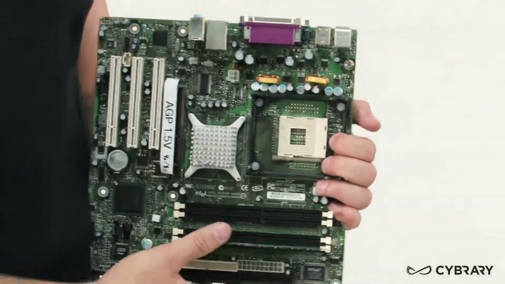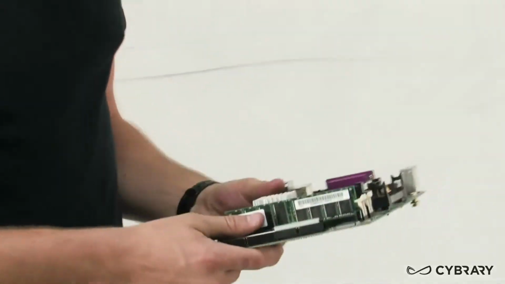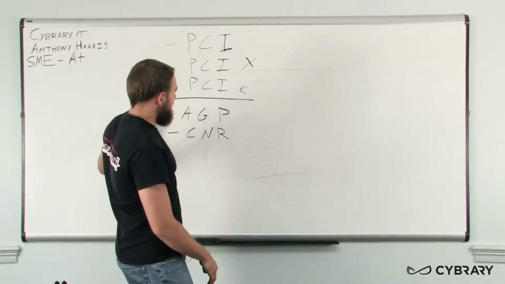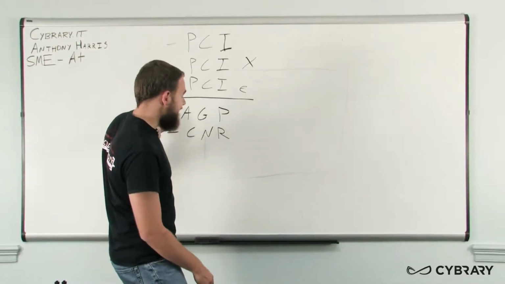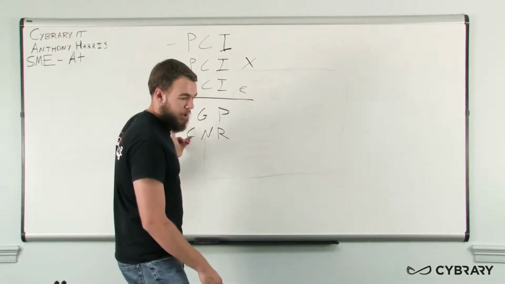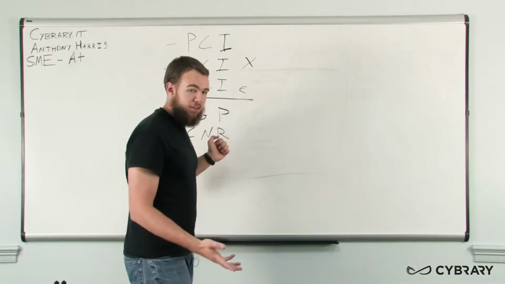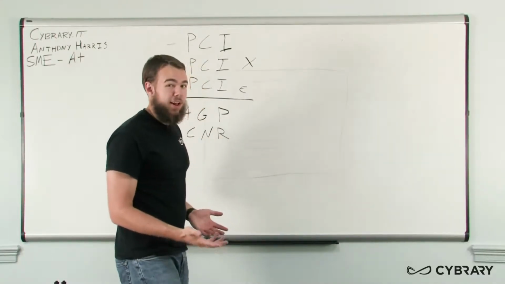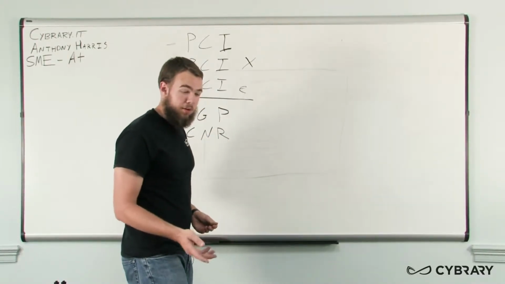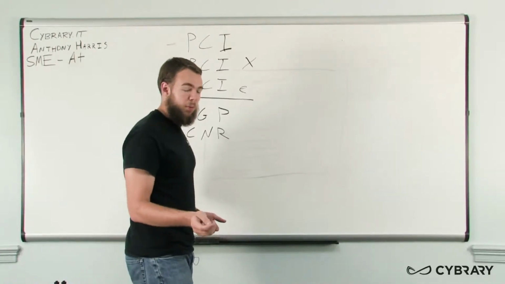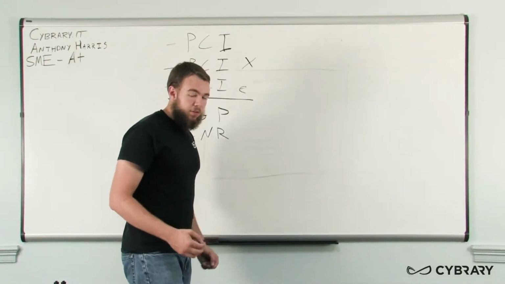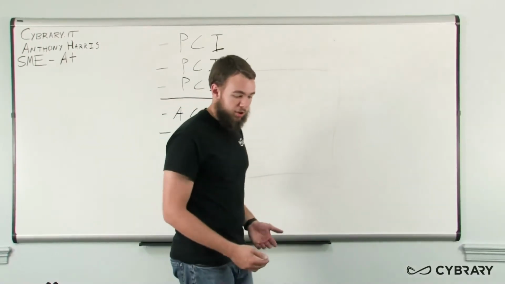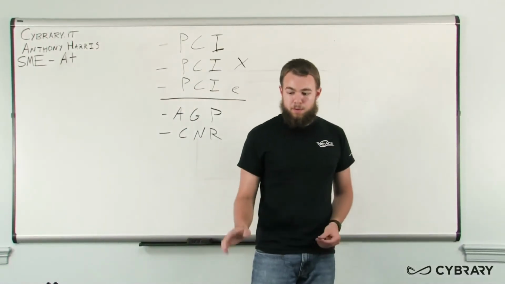So we've gone over our slots on our computer, or rather our motherboard, and we have all of our input-output slots, our PCI, PCI-X, PCIe, AGP, and CNR. And then we have our memory slots, which are not input-output slots, but they are additional slots on our motherboard that we plug memory cards into. So they're good to know. So we'll move on to our next topic, and we'll talk a little bit more about a different computer motherboard component.